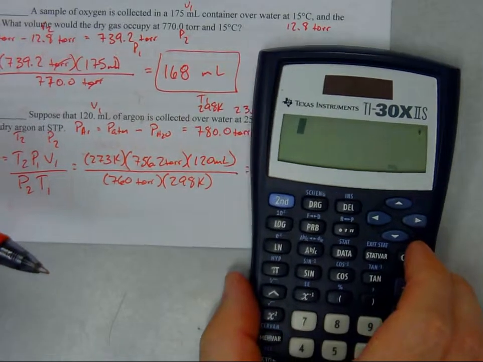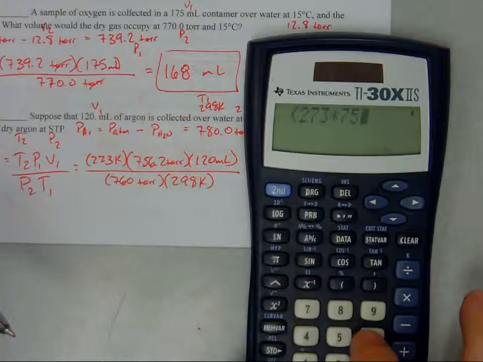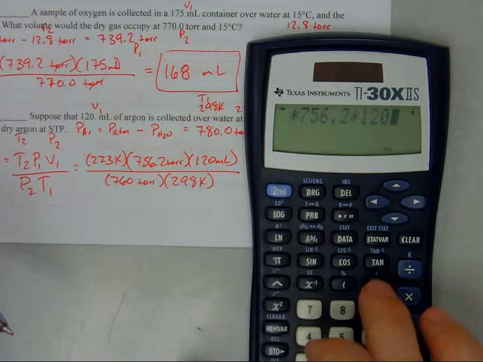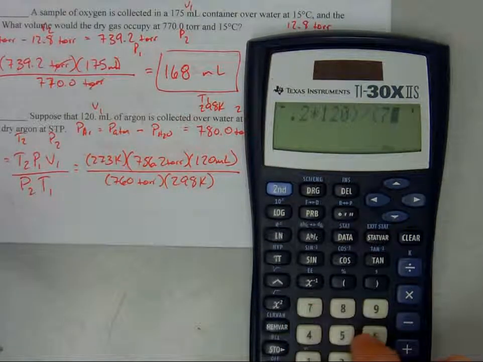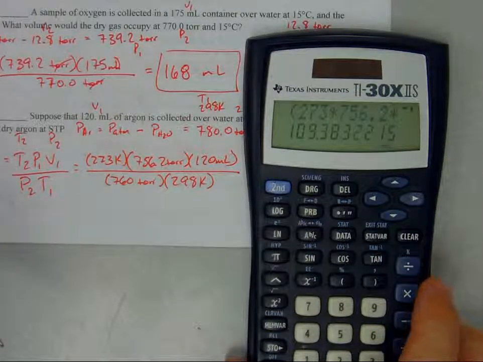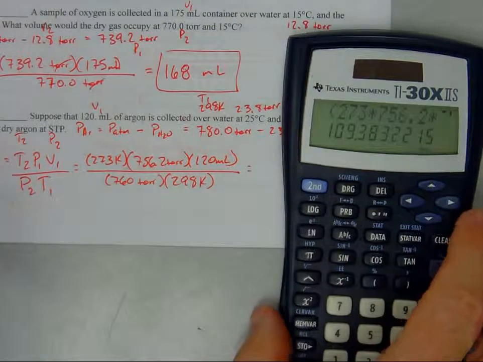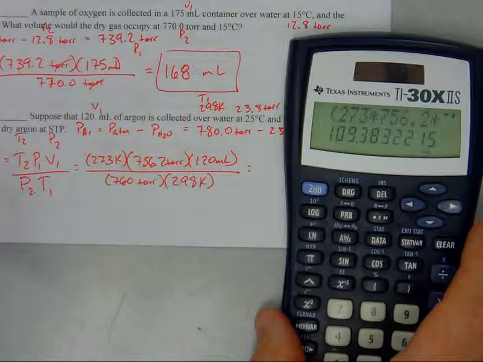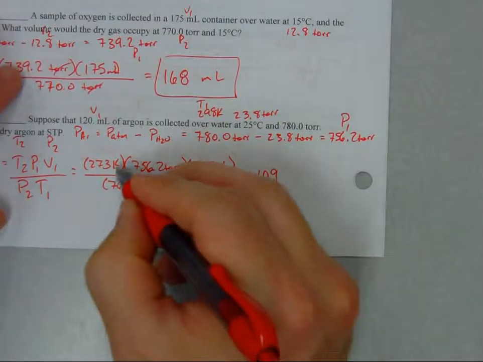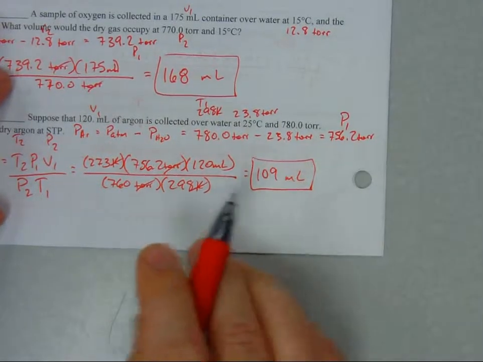All right, we've got a lot of numbers to plug in here, so let's get started. 273 times 756.2 times 120 divided by 760 times 298. And we come up with 109.33. We'll go with 3 sig figs, so I'm going to drop that 0.33 and just go 109. The K's cancel, the torr cancels. Milliliters are the only thing I am left with.